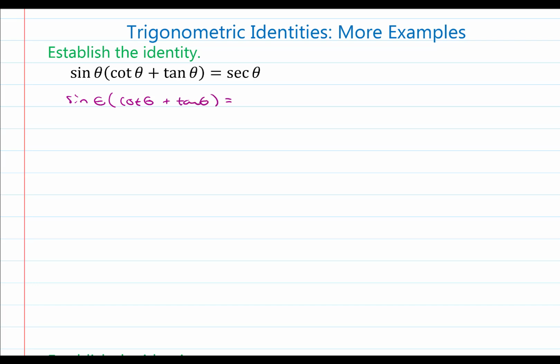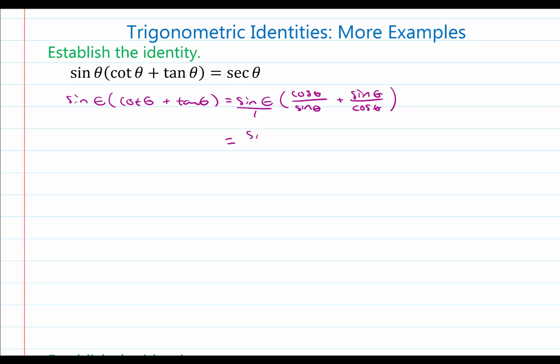What we'll do first is replace cotangent of angle theta and tangent of angle theta using the quotient identity. What this means is I get sine of angle theta times the expression cosine of angle theta over sine of angle theta plus sine of angle theta over cosine of angle theta. Next, we will apply the distributive property. Remember, that's sine of angle theta over 1, so you're going to multiply numerator and denominators together.